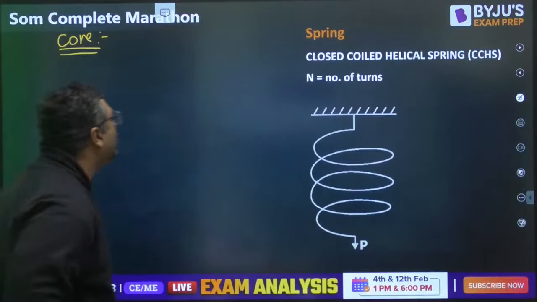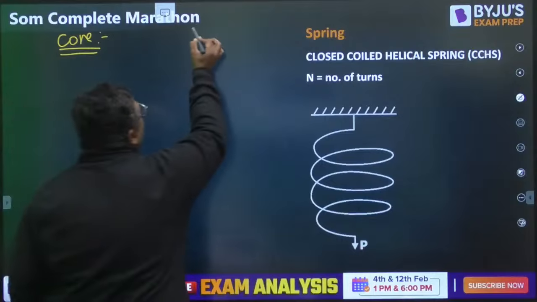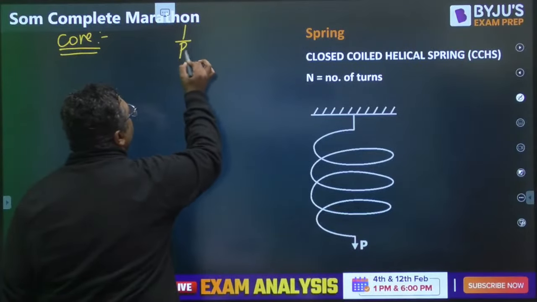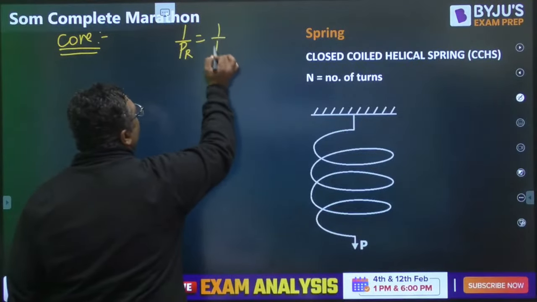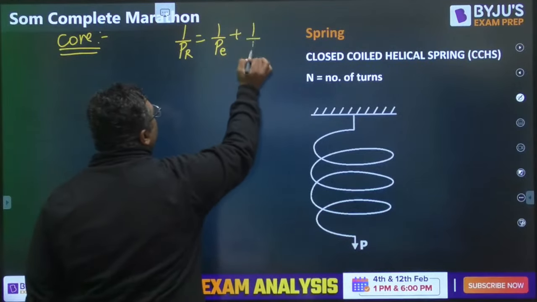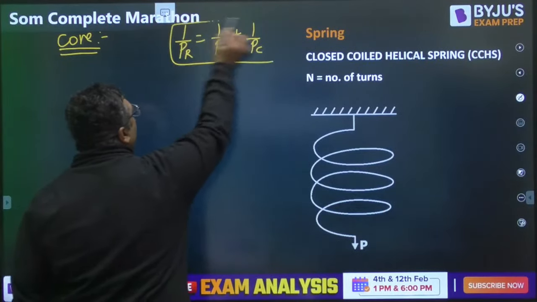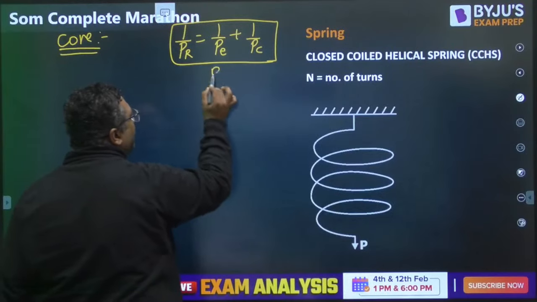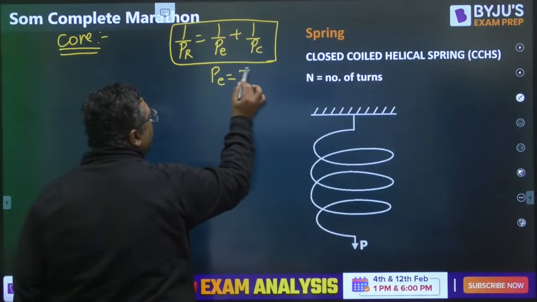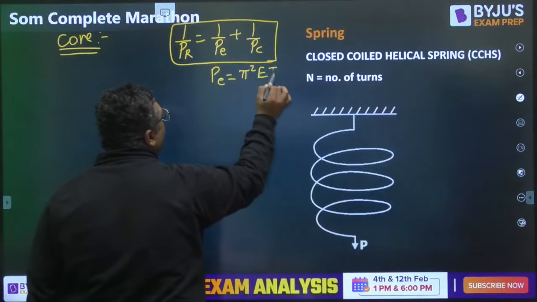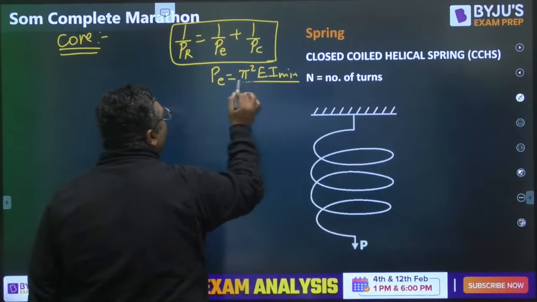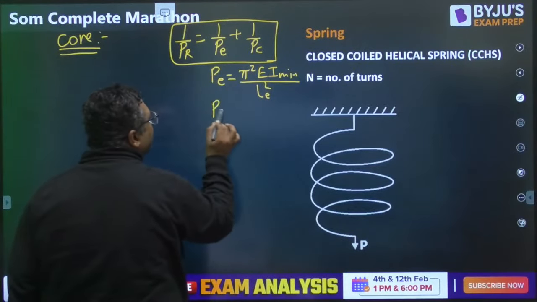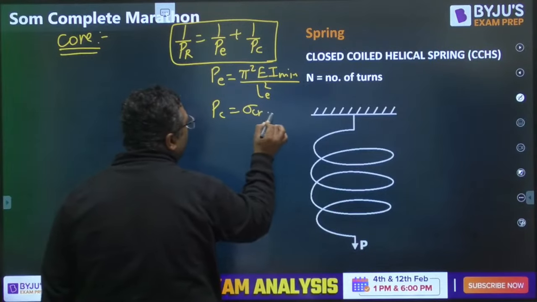Ajay, I am telling you, in the syllabus only Euler's theory is mentioned. But if you still want to apply Rankine, then Rankine says 1 upon PR is equal to 1 upon PE plus 1 upon PC. You can directly use this formula rather than going for the derivation. PE you already know, that is pi square EI minimum upon LE squared. And PC is sigma CR into area.